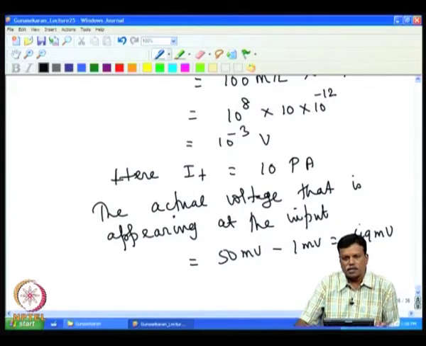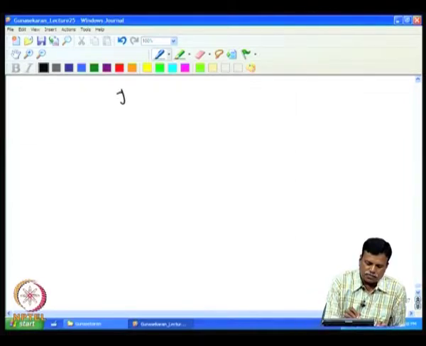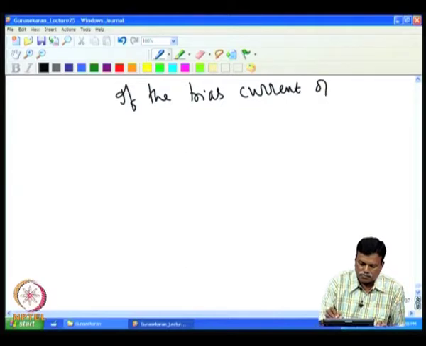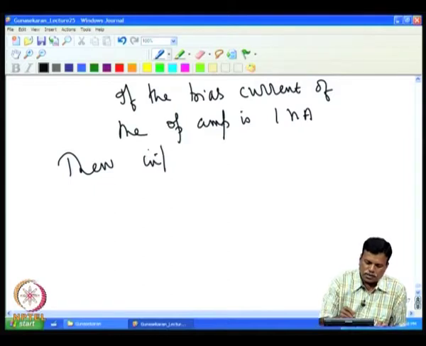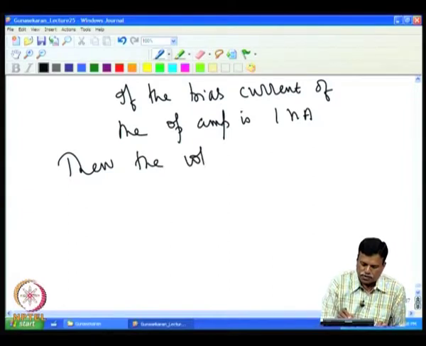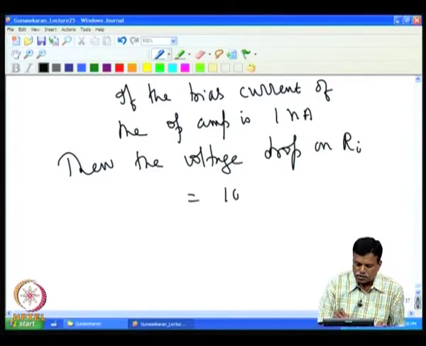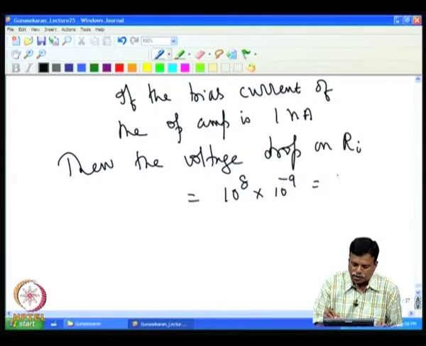Suppose I use the op amp which is having 1 nanoampere bias current, then the error voltage, the voltage drop on RI, that is equal to 100 megohm into 1 nanoampere, that is 10 power minus 9, that will be 100 millivolt.